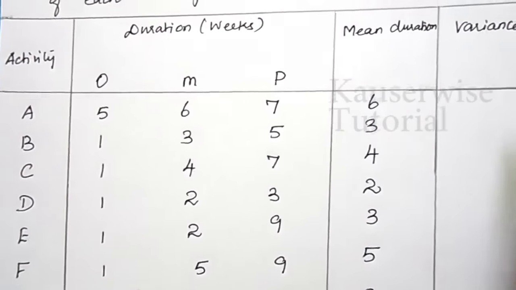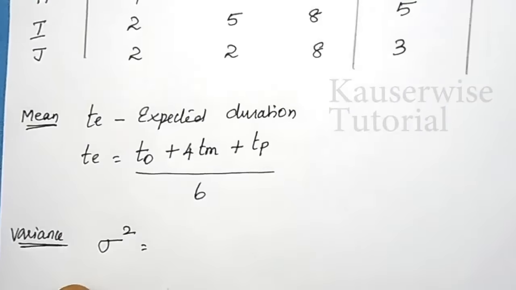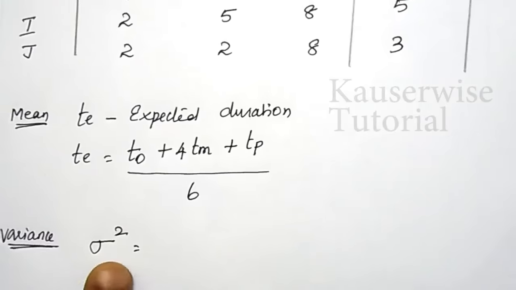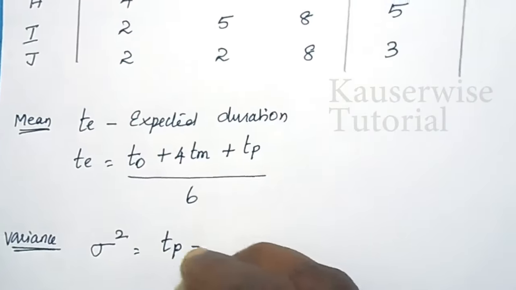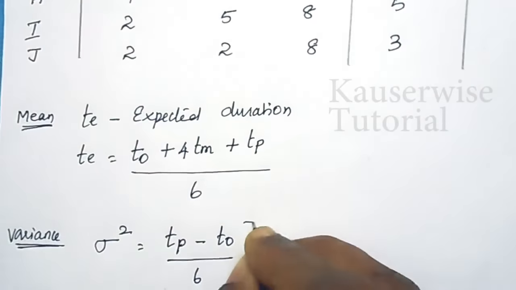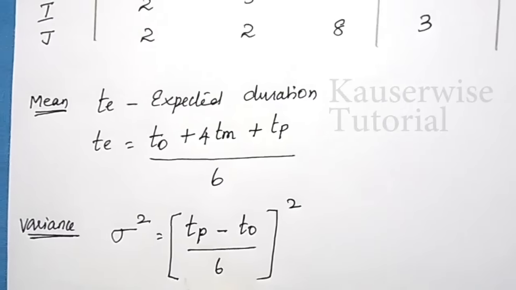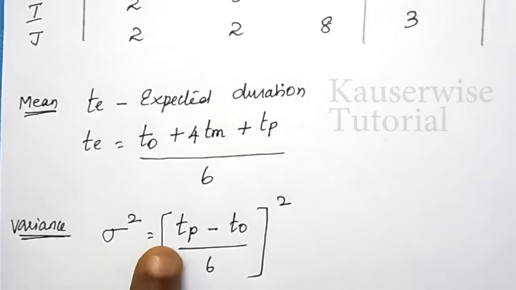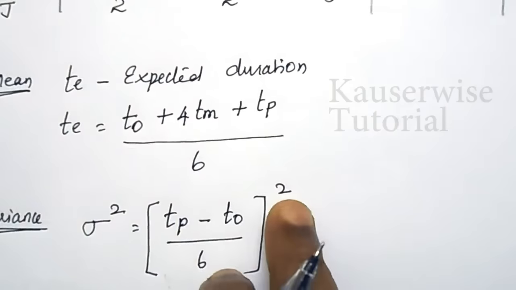The next one is variance. For variance also, there is a formula. The formula for variance is the square of the standard deviation. That is pessimistic time minus optimistic time divided by 6, whole square. This is the formula to find out variance for each and every activity.